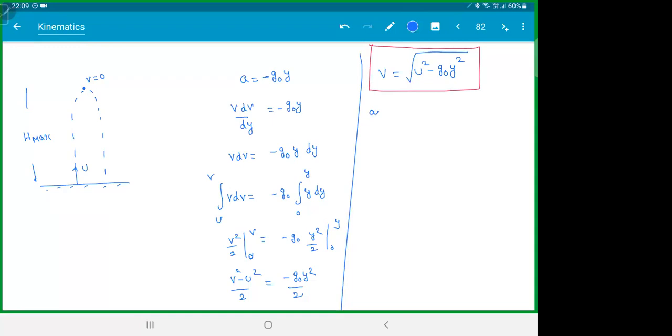Now, at h max, v is 0. So 0 is equal to u square minus g naught h max square. So this is how you get h max: u by root g naught. Check.